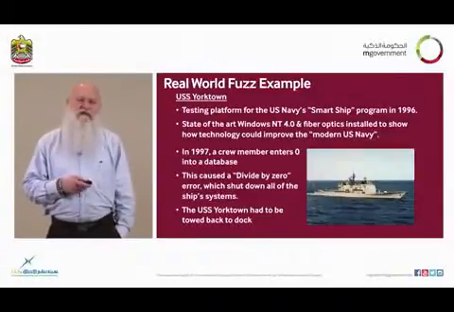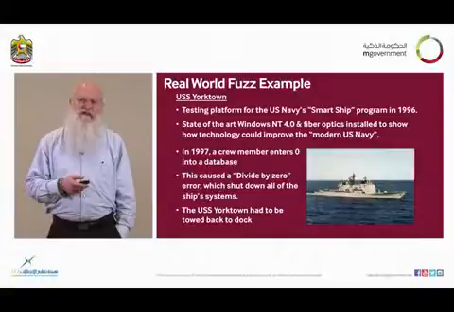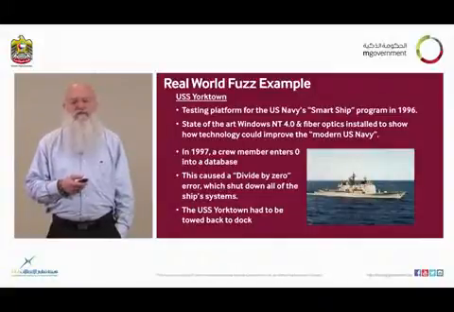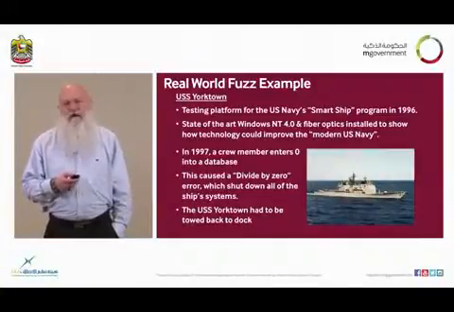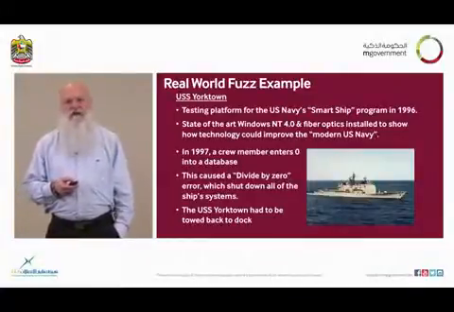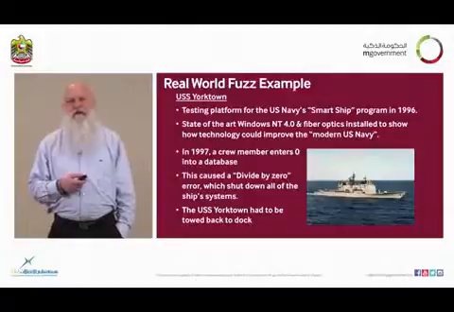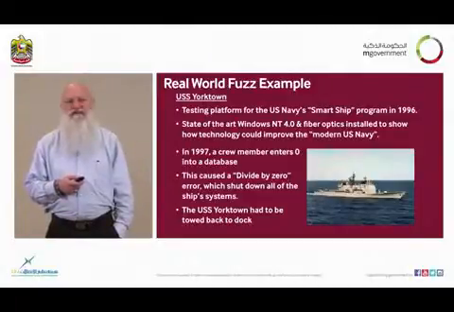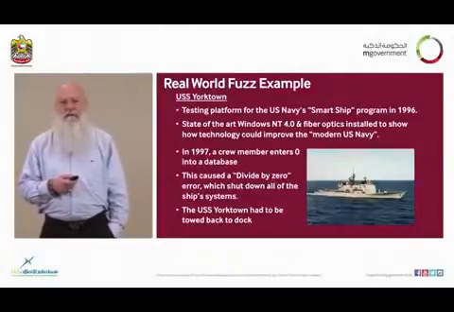So in 1997, while on one of its testing cruises, the Yorktown, a crew member entered a 0 into a program field. And this 0 was stored in a database somewhere and later retrieved by another piece of software and used as the dividend in a division operation.